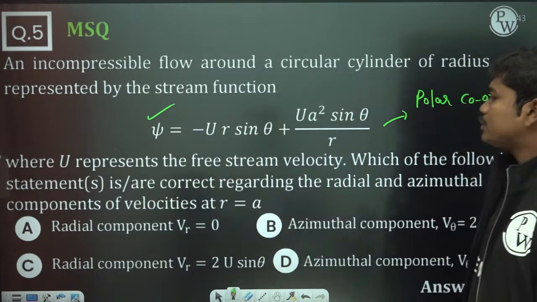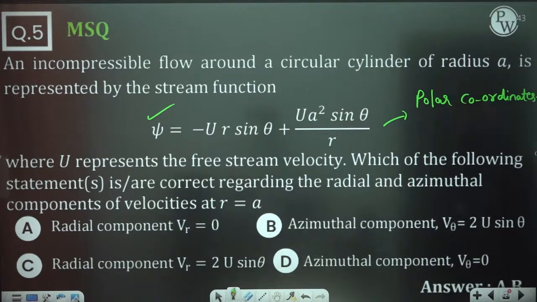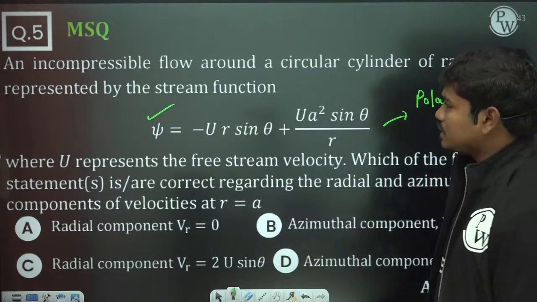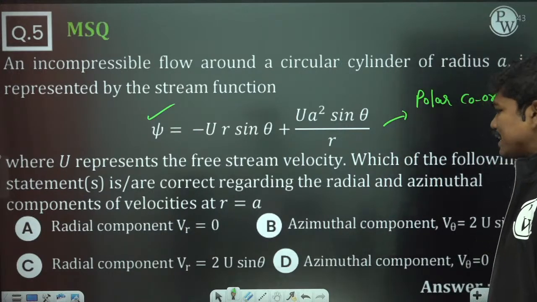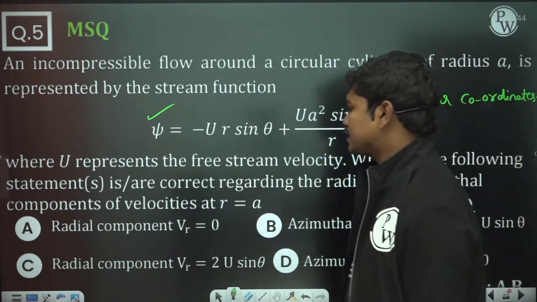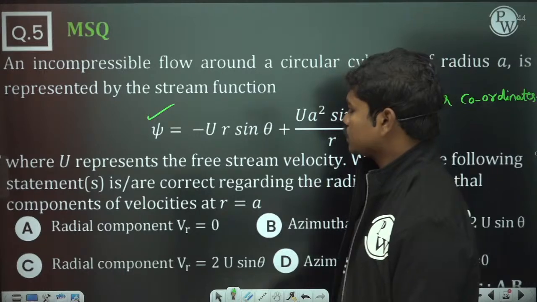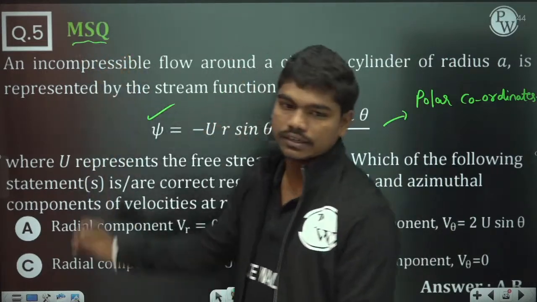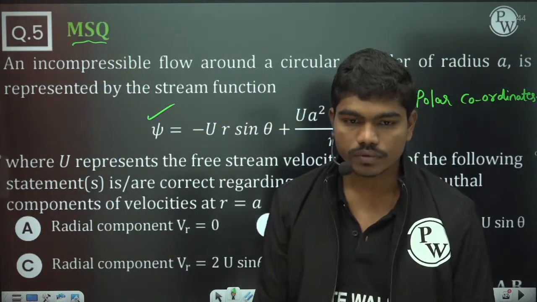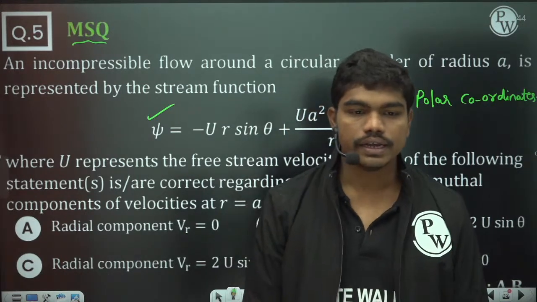Where u represents the free stream velocity. Which of the following statement or statements is or are correct regarding the radial and azimuthal components of velocities at r is equal to a? So basically this is an MSQ, a multi-select question. So they are asking you. Okay, now let us see here.